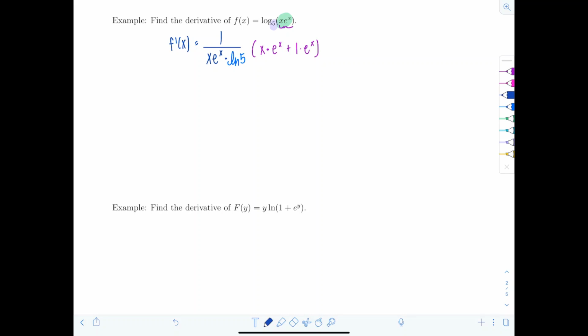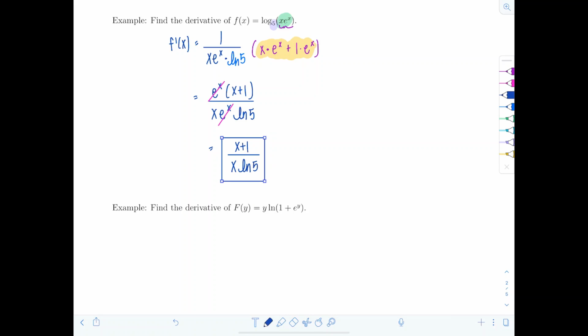All right, let's see here. Can we clean it up? This whole expression is going to go in the numerator, and I notice I can factor out e to the x from both those terms. So let's do that. So I have e to the x times x plus 1 sitting in the numerator. And then downstairs we've got x e to the x ln of 5. Ooh, so e to the x cancels out. Very snazzy. And all I have now is x plus 1 over x times natural log of 5. And that is our final answer. Not too bad, right?